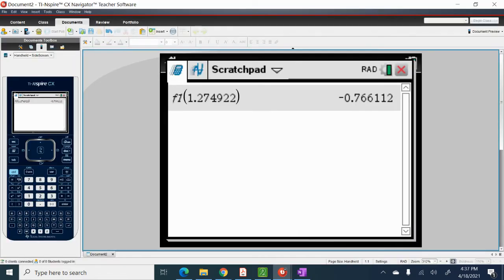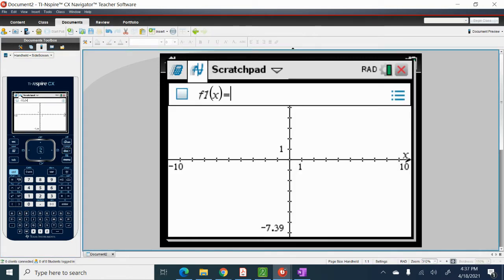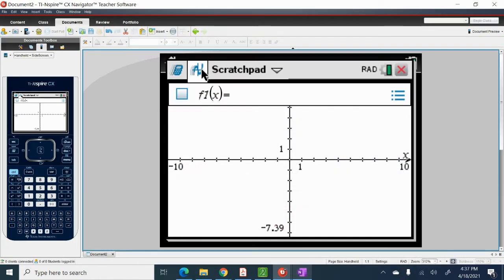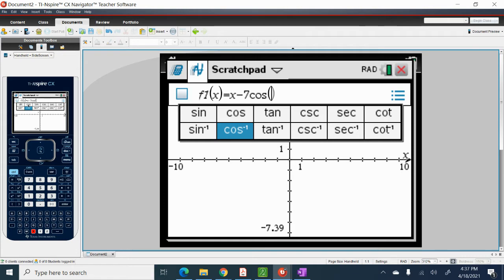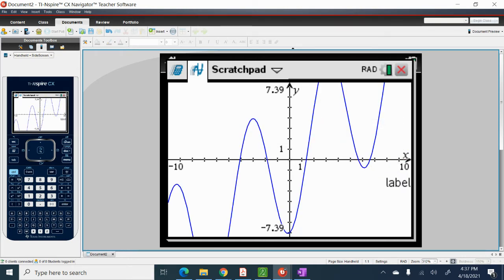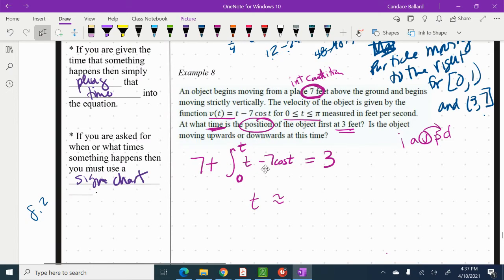Okay, so I'm going to do a doc b real quick. All right, in my scratch pad, I'm going to start by typing in t minus 7 cosine t. So it's going to be x minus 7 cosine of x, and hit enter. I'm going to pick that guy up and move him out of the way. Now, that's not really the picture I want. I really want the picture of 7 plus the integral of that, so I can set it equal to 3.